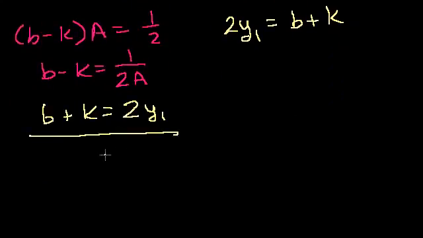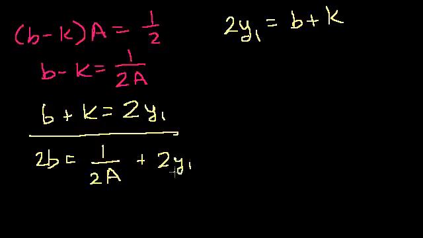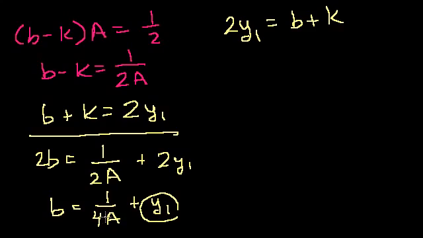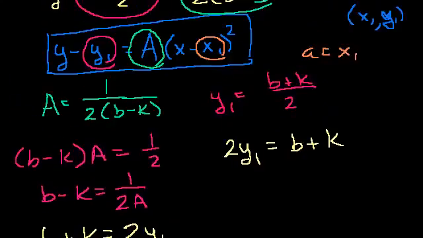And so you add them, and you get 2b is equal to, the k's cancel out. I'm just adding these two equations. 1 over 2A plus 2y1, or b, which is, remember, what was b? That was the y coordinate of our focus, is equal to, divide everything by 2, 1 over 4A plus y1, which is interesting. It tells us that we take the y coordinate of our vertex and we add 1 over 4A to it, which is exactly what happened last time, right?